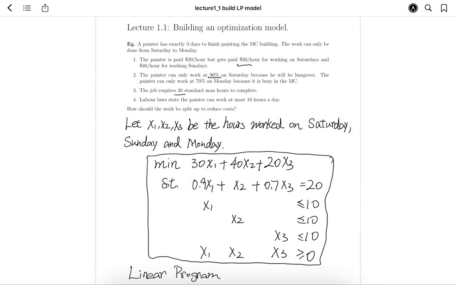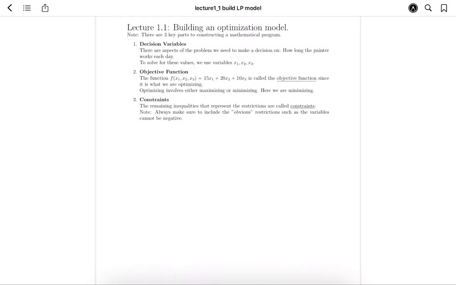The second kind of researcher is those who design algorithms to solve the model. And people are trying to find faster and faster algorithms. For example, in the financial industry, if you are able to solve the problem slightly faster than your competitor, then you are making a lot of profits.